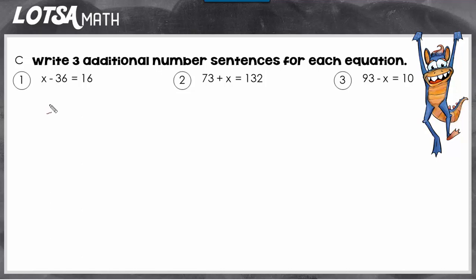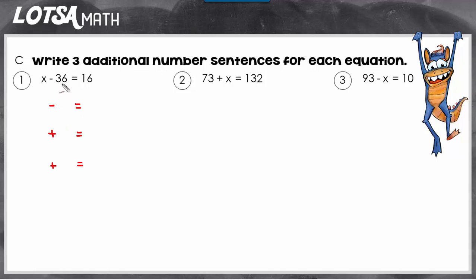So that means we can make 1 more subtraction sentence, and we can make 2 more addition sentences, because for every fact family, you can have 2 subtractions and 2 additions. So let's think about what we know about fact families.